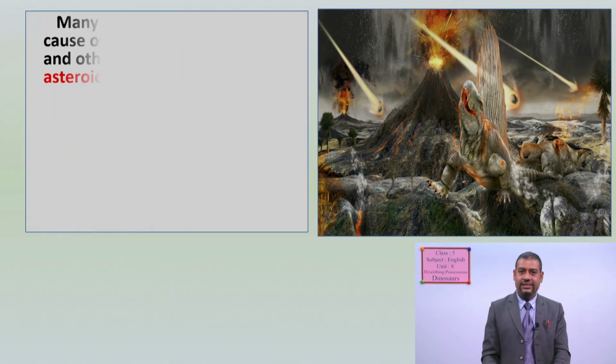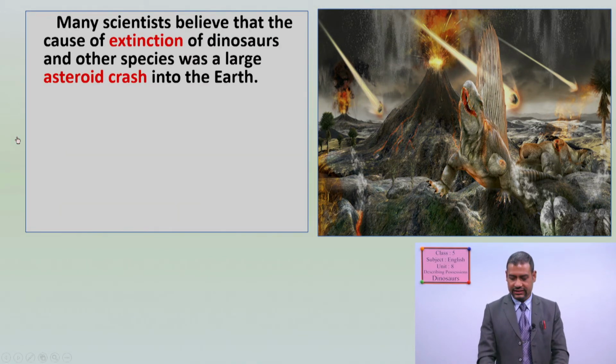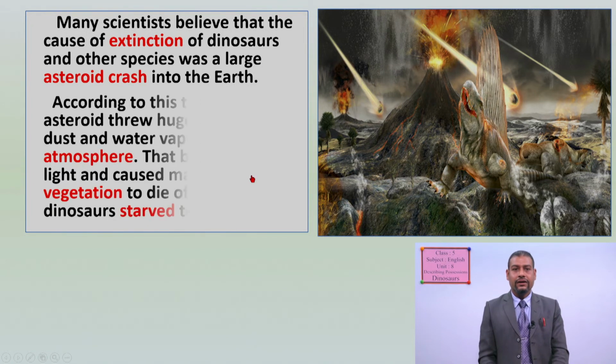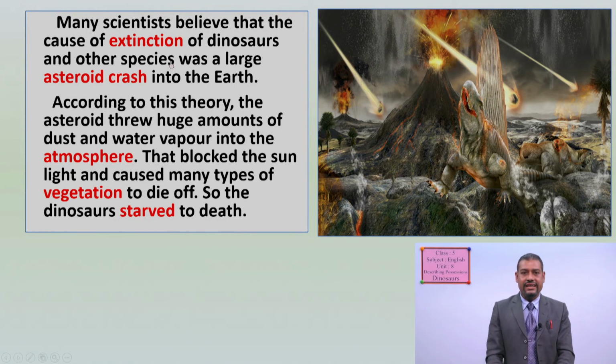The last paragraph we have is: many scientists believe that the cause of extinction of dinosaurs and other species was a large asteroid crash into the Earth. According to this theory, the asteroid threw huge amounts of dust and water vapor into the atmosphere that blocked the sunlight and caused many types of vegetation to die off. So, the dinosaurs starved to death.